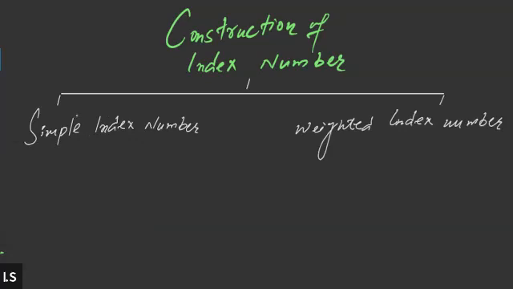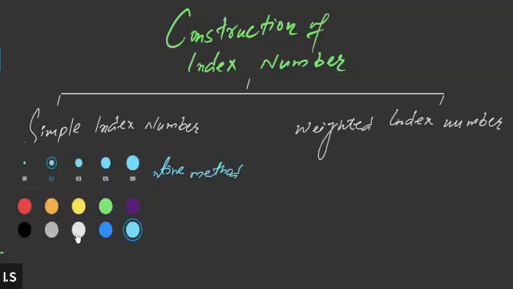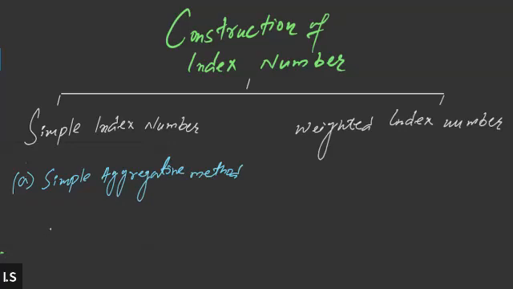Now, in order to find out the simple index number, we have two methods. First is called the simple aggregative method. And in order to find out the simple aggregative method, we have this formula.